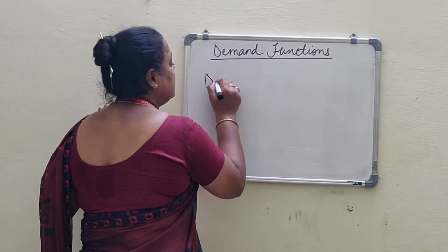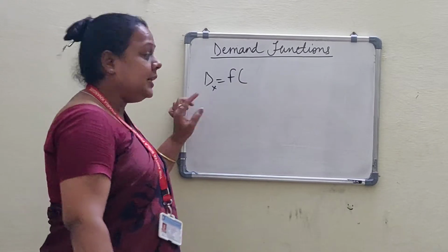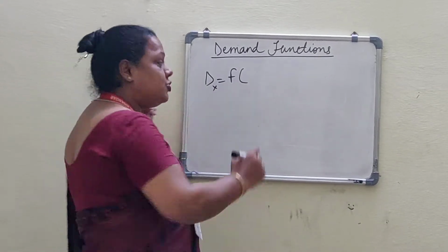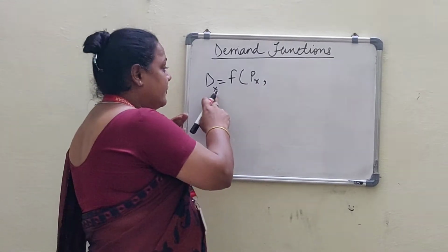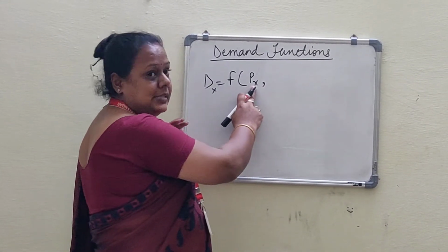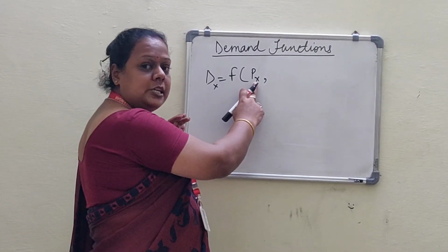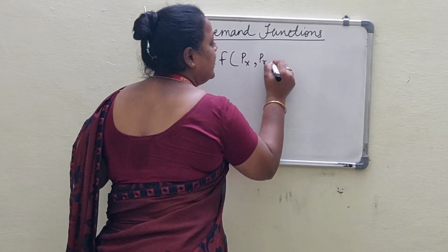Now, how do we need to denote this? See, demand is functionally related. Demand of X commodity is functionally related to the price of X commodity. Whatever thing's demand we are making out, the same thing's price is the most important thing to be taken into consideration, the first thing. Next is price of related commodities.